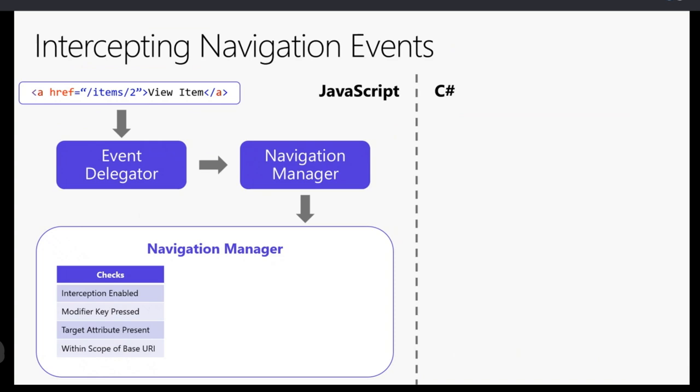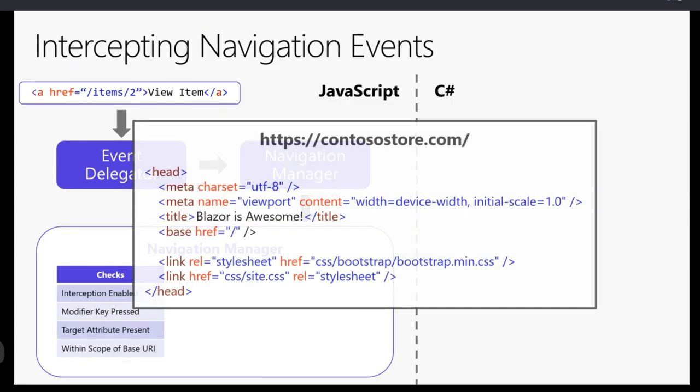And then the final check is to see whether the route that we're requesting is within the scope of the base URI. Now, the base URI, if you're unsure, is set in either the index.html page of a Blazor web application or the _host.cshtml in a Blazor server application. Now, usually this is just set to a / and it's this tag here. And this effectively means that the application is running at the root. So if we had a Blazor app running at this URL, contusostore.com, we would just have the base tag set to /, which means the Blazor app is running at the root. So the router would handle all routing or all navigation events within the app.